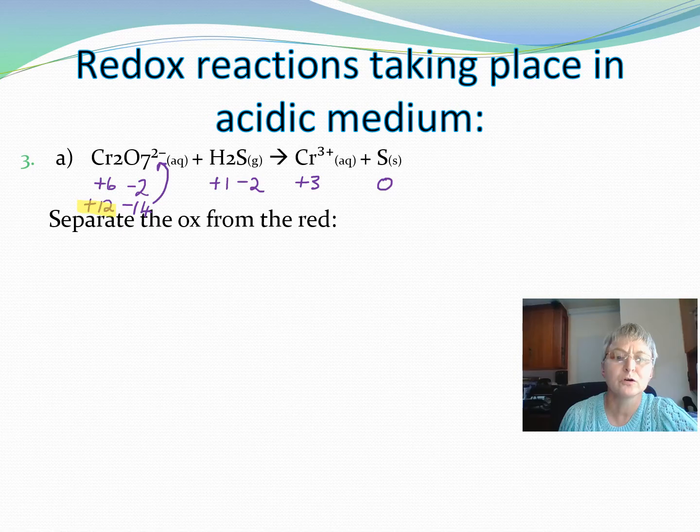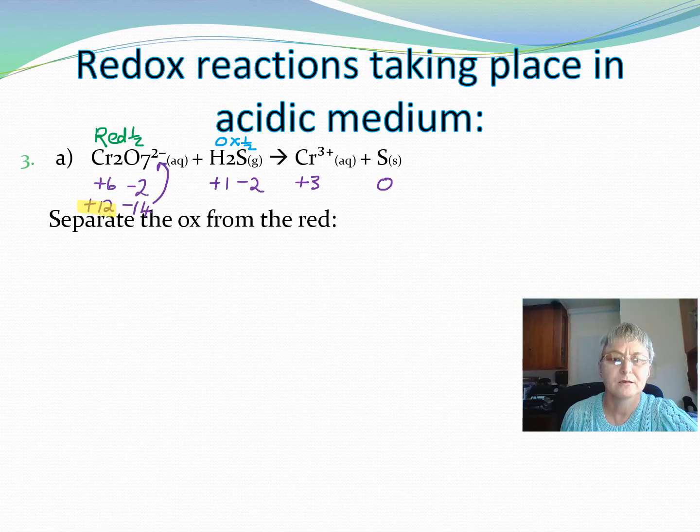So the chromium's oxidation number decreased, which implies a gain of electrons, so this forms the reduction half reaction. For the hydrogen sulfide, the sulfur's oxidation number increased from -2 to 0, which implies oxidation, so this forms the oxidation half reaction. It's a habit to start with the oxidation half reaction.